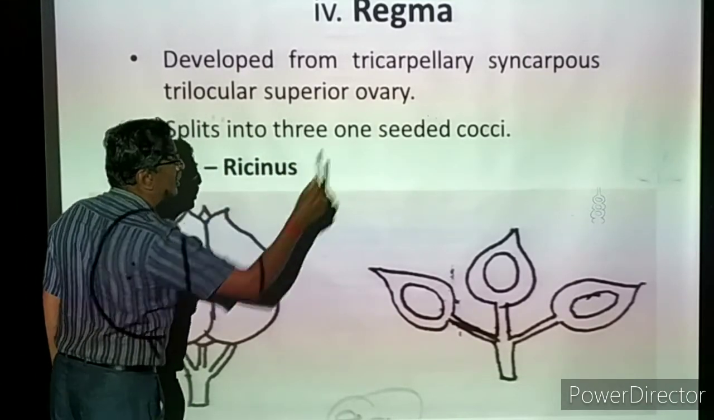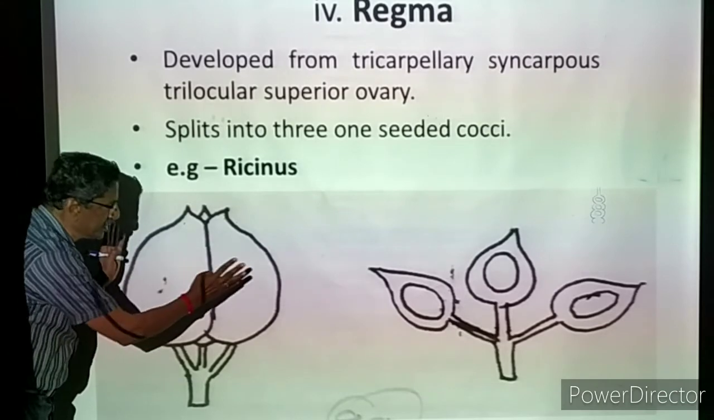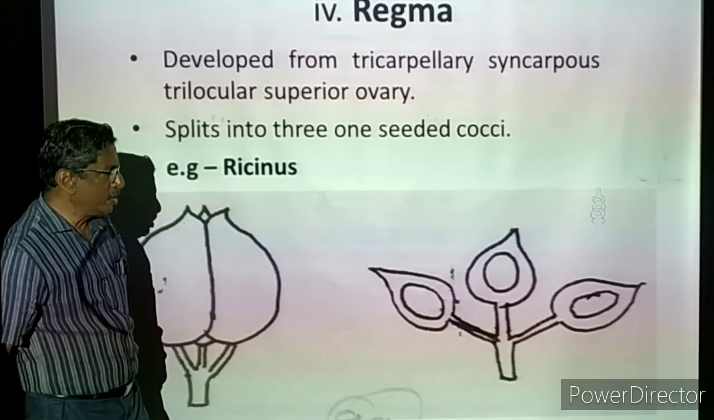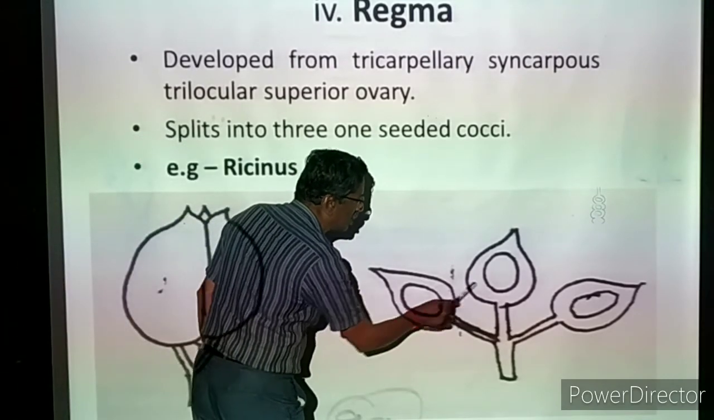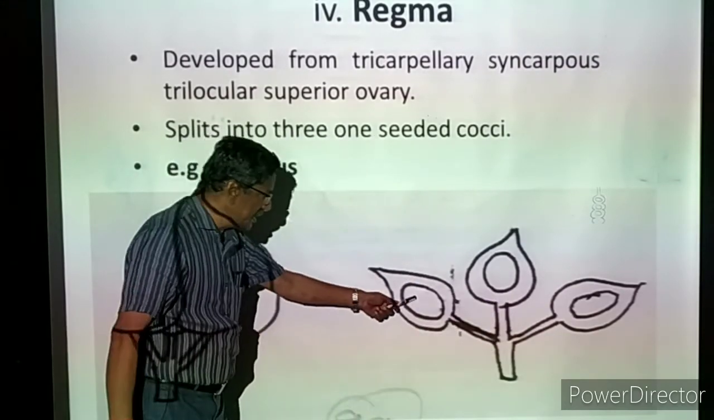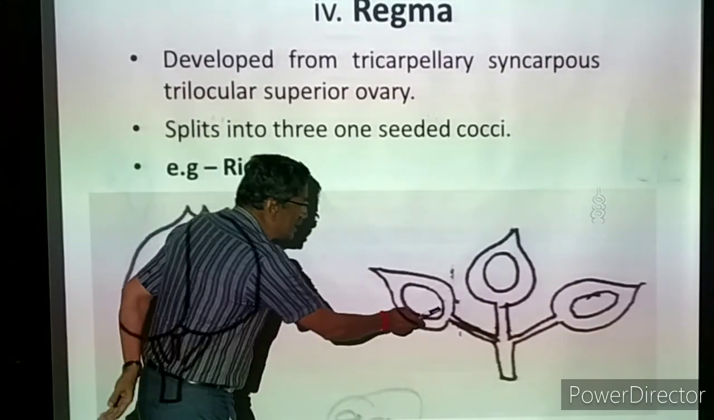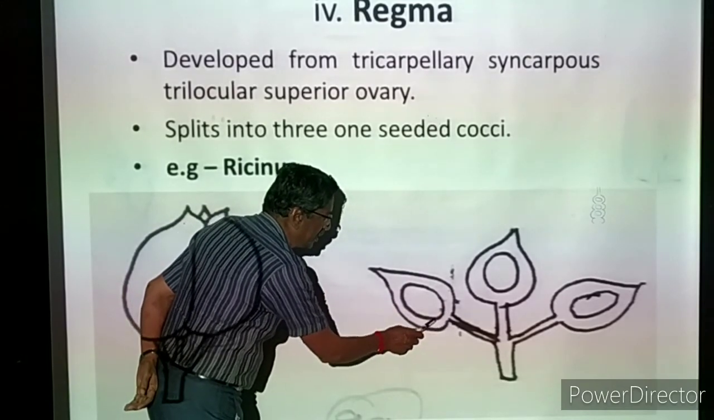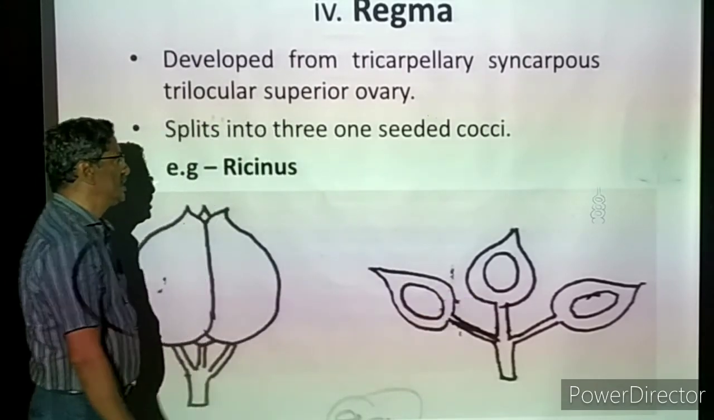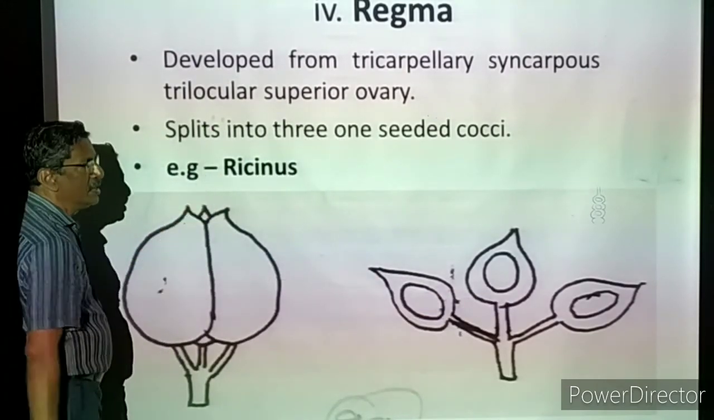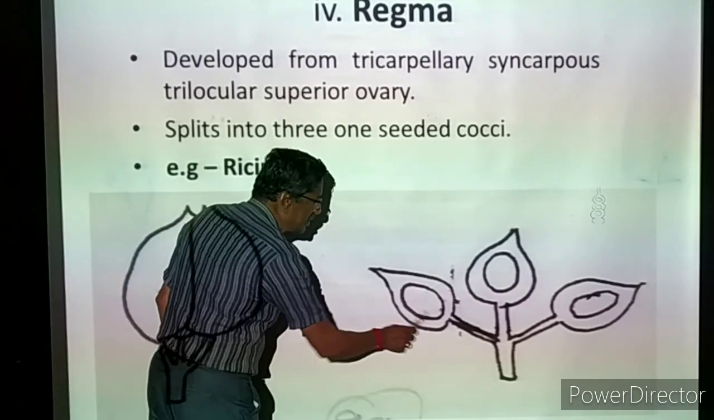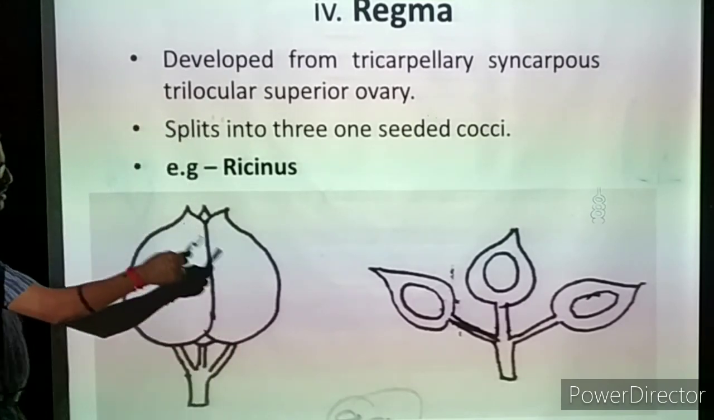Splits into three one-seeded cocci. Now when it is bursting, it is divided into three compartments. Each compartment is having one large seed. But they are not separated, they are not falling. Still the seeds are inside. Three compartments. Each compartment with one seed is called a coccus. So three cocci are present, cocci plural, coccus singular. Example, ricinus. The common name is castor. The seed that is present here is called a castor seed. That is ricinus.